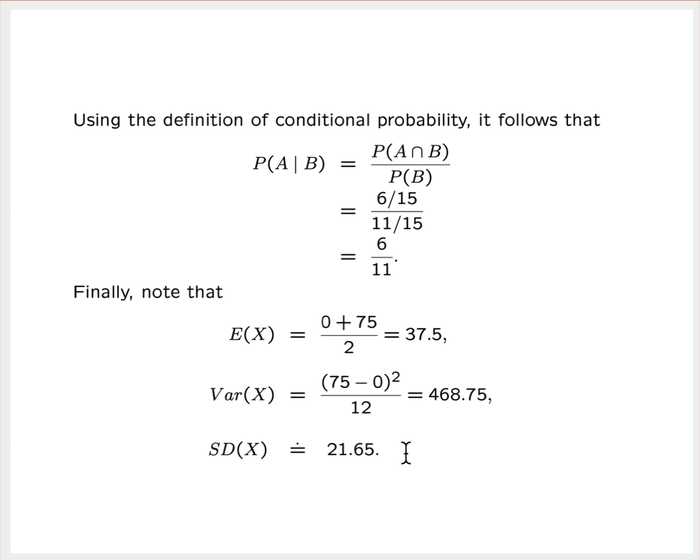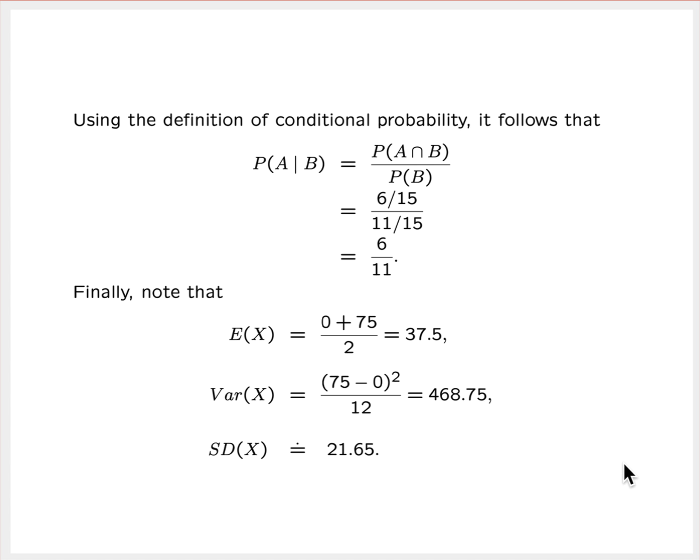All right, and to get back to a measure of variability that has units that are the same as the units of the random variable, we can use the standard deviation, which is the square root of the variance. And so the standard deviation of x would be 21.65 miles.